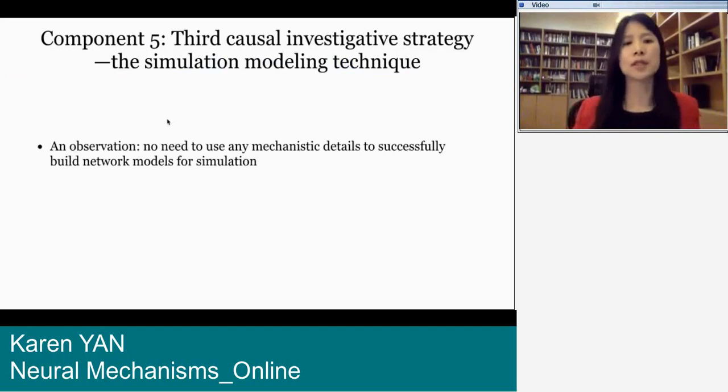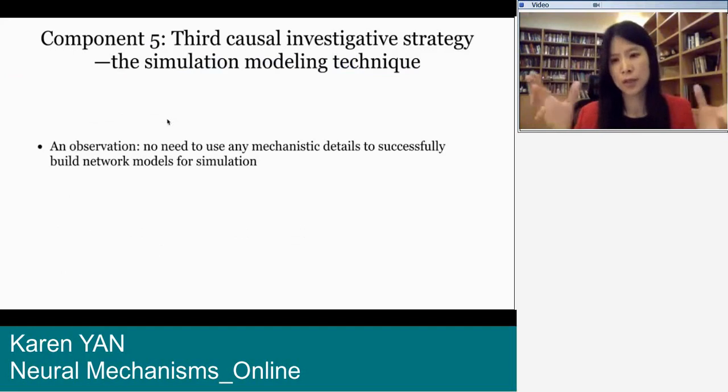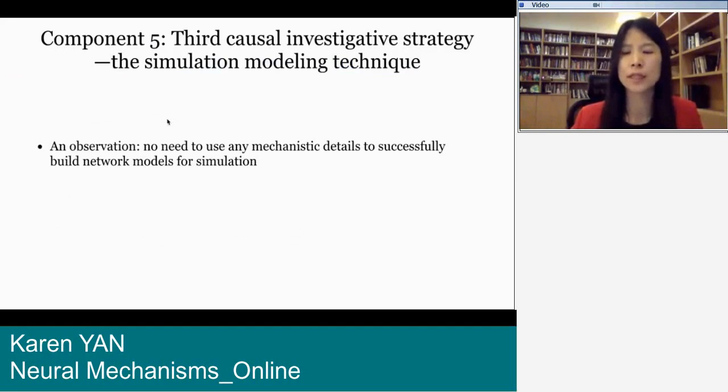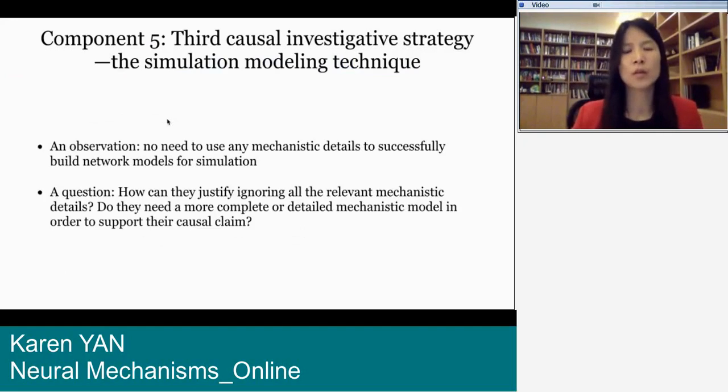So here I want to make the observation that for them to successfully build a network model for simulation, they don't use any mechanistic detail other than those electrical properties, like the data they get from recording sets of experiments. So they are mainly concerned with electrical properties, not involving chemical, not involving genetic properties. So the question is, how can they justify ignoring all the relevant mechanism details? And can someone reasonably ask that maybe they need a more complete or more detailed mechanism model in order to support their causal claim?